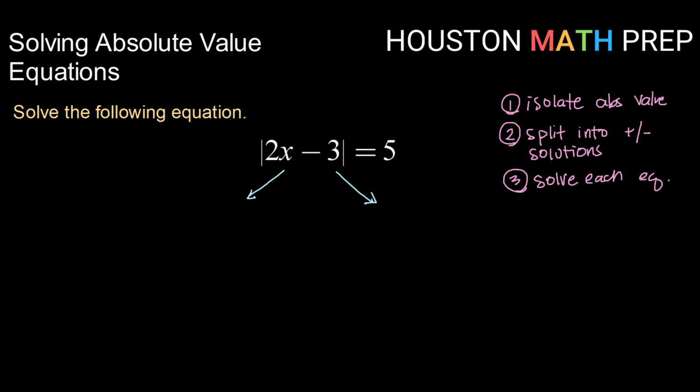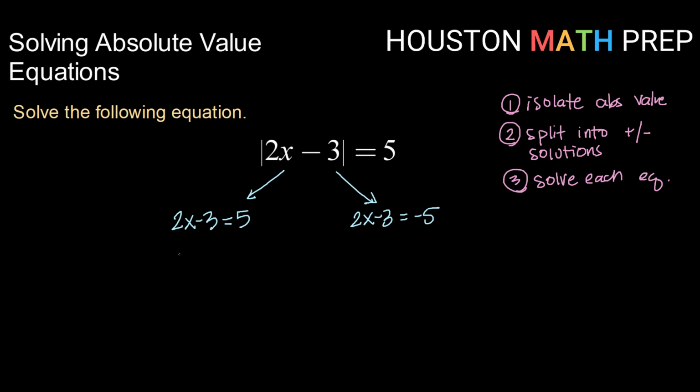So I'm going to remove the absolute value, so get 2x minus 3, and then that's going to be equal to positive 5, and 2x minus 3 equals negative 5. So remembering that absolute values tell us distance only from 0, not direction. So that's why we have both the positive 5 and the negative 5.